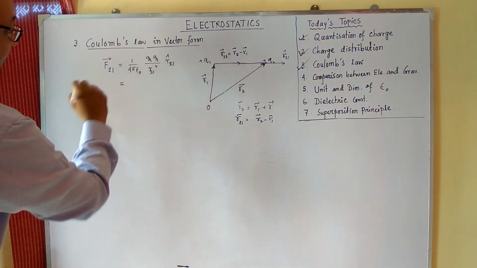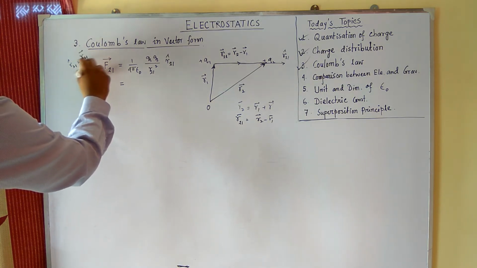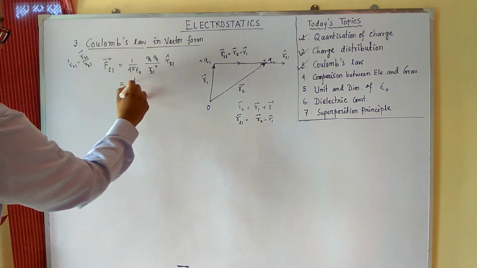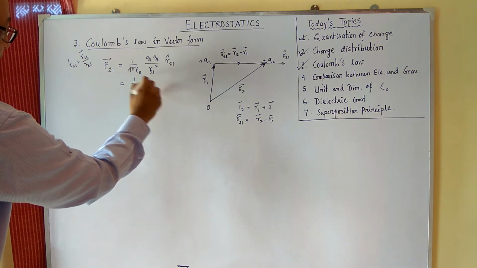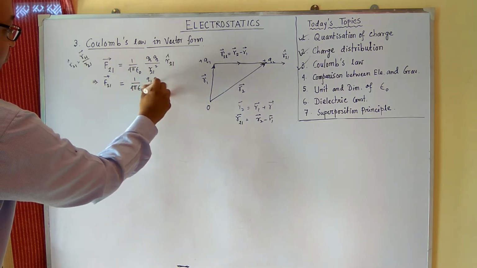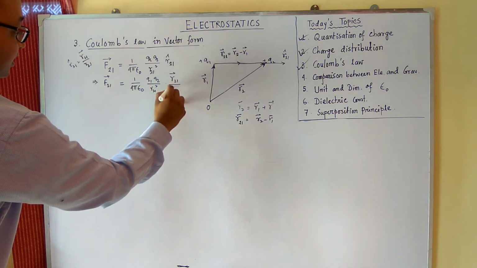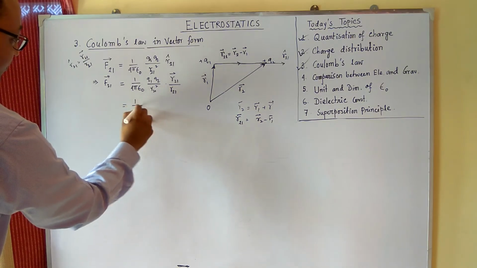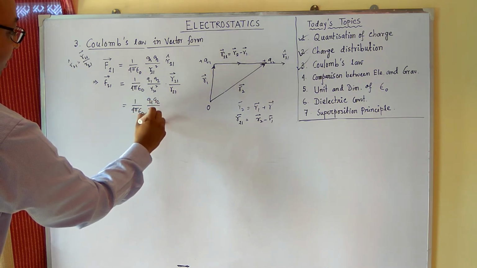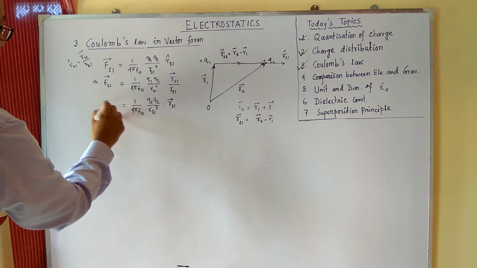Now from the definition of unit vector, we know that r21 cap is equal to vector r21 divided by the modulus of r21. Using this here, I can write F21 equals 1 by 4 pi epsilon naught, q1 q2 by r21 square, into vector r21 divided by r21. So it becomes 1 by 4 pi epsilon naught, q1 q2 by r21 cube, into vector r21. This is the form of F21.